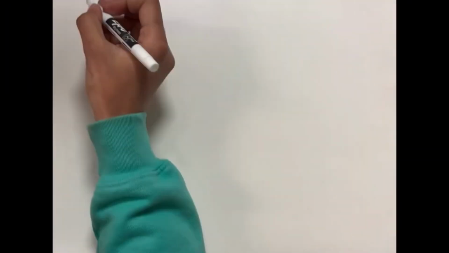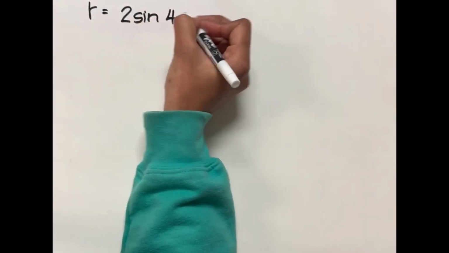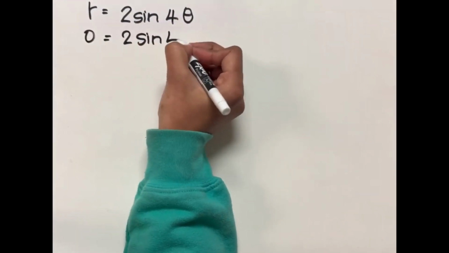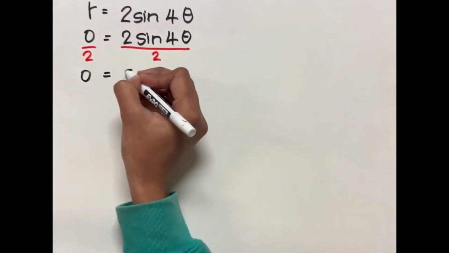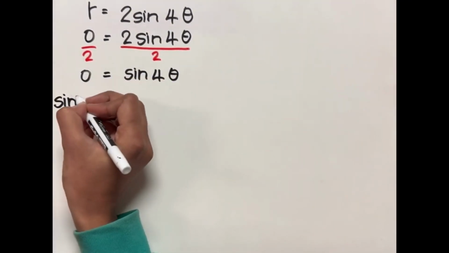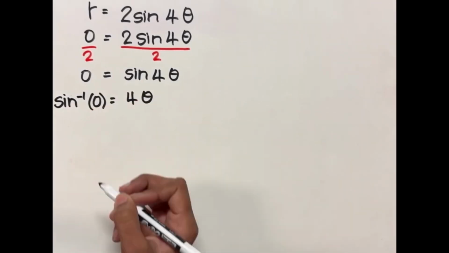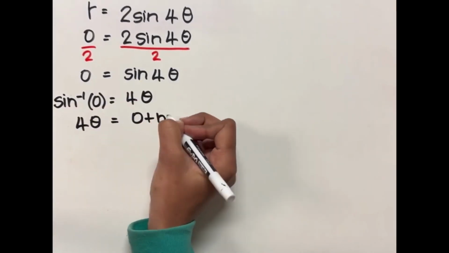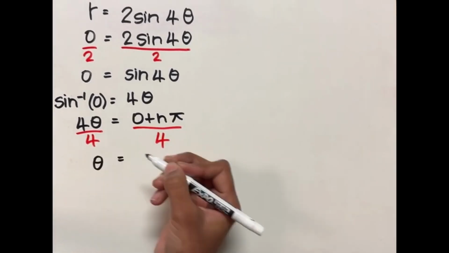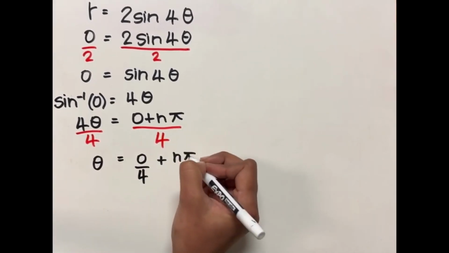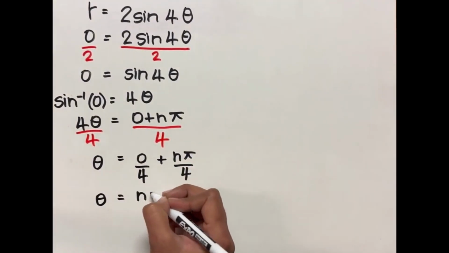So our first example would be r equals 2 sine 4 theta, and we basically set it equal to 0 to find whenever that whole equation equals 0. To isolate the 4 theta, we do the sine inverse, and then we get the equation 4 theta equals 0 plus n pi. Divide that by 4, which would give us theta equals n pi over 4.